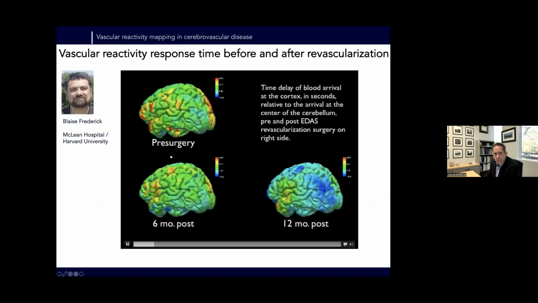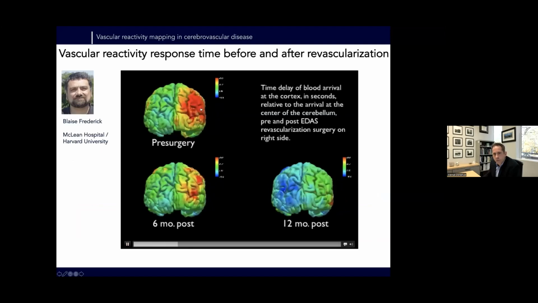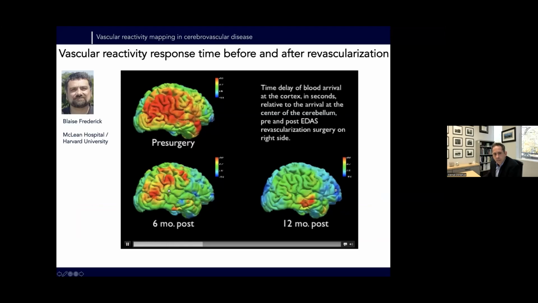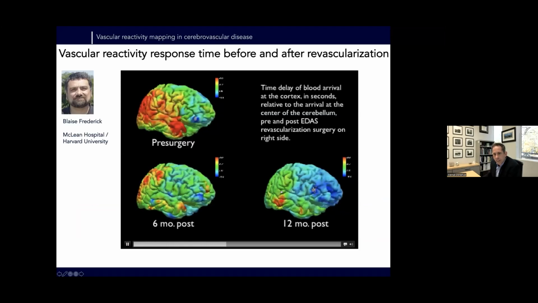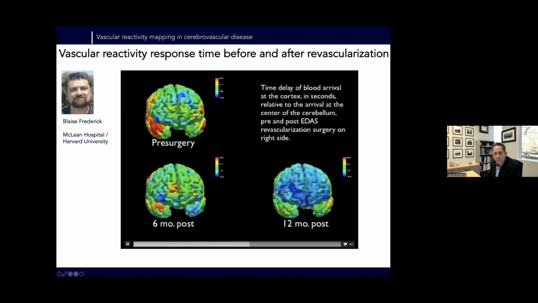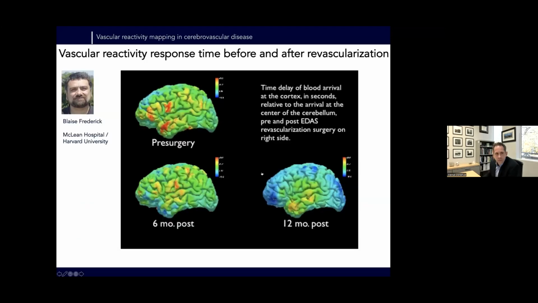This is just an example of what these maps look like. We scan these patients about every 6 months or so now. You can see before, the reactivity delays are quite long, start to get better with angiogenesis, and then they go way down after like 12 months in a good case. These are maps that were created by Blaise Frederick at Harvard.